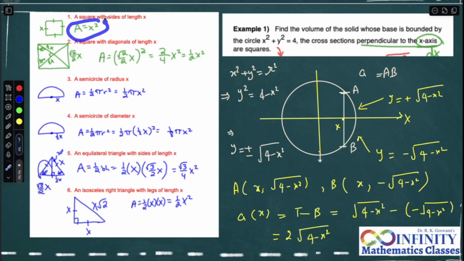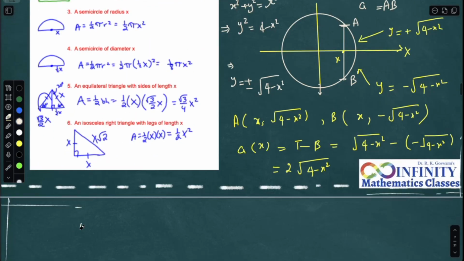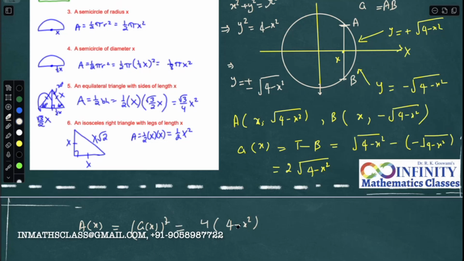So I get the length of the base, and as you can see, the formula for area is obvious. A equals x squared, that is side squared only. So for me, my cross-section area A(x) is going to be this whole square, like 4 times (4 minus x squared) without any issue. Is there any calculation mistake? I don't think there's any. Okay, I think there is no calculation mistake.